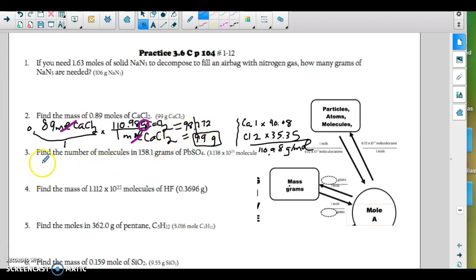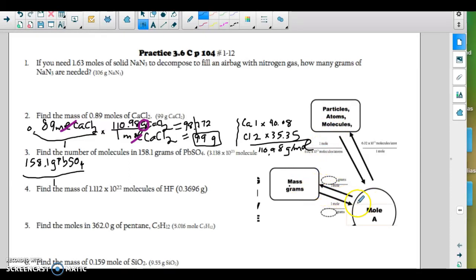Let's try this one down here. So this one, again, let's just start with that beginning number. So I always have 158.1 grams, and this is lead 2 sulfate. And then I want to know molecules. So if I look on my map, I'm starting here, and I want to go there, but there's no direct route. So I'm going to take my grams and go to moles, and then I'm going to take my moles and use Avogadro's number to go to molecules.